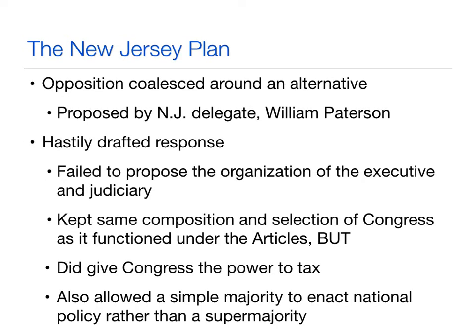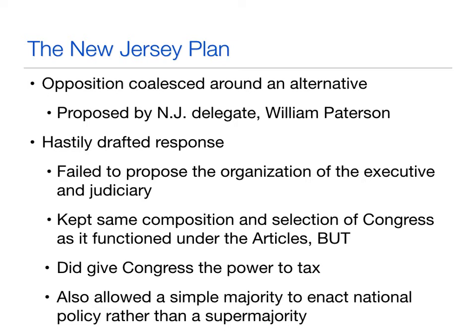Well, they eventually get around to proposing one. New Jersey delegate William Patterson was their leader. They proposed a response quickly. So the problem with the Virginia plan for what are considered the anti-federalists in the room, the folks who really like the Articles for preserving states' rights, was that they were second movers. The Virginia plan was the first, and it kind of set the agenda and the direction of the negotiations in Philadelphia.